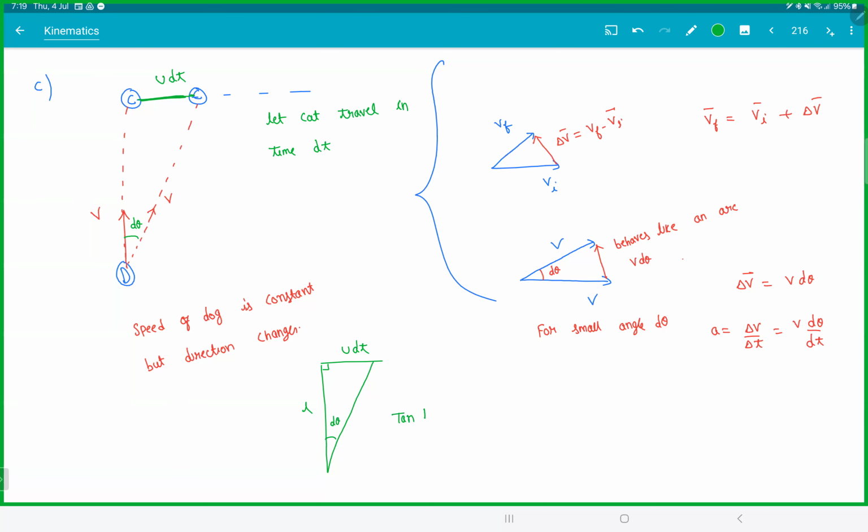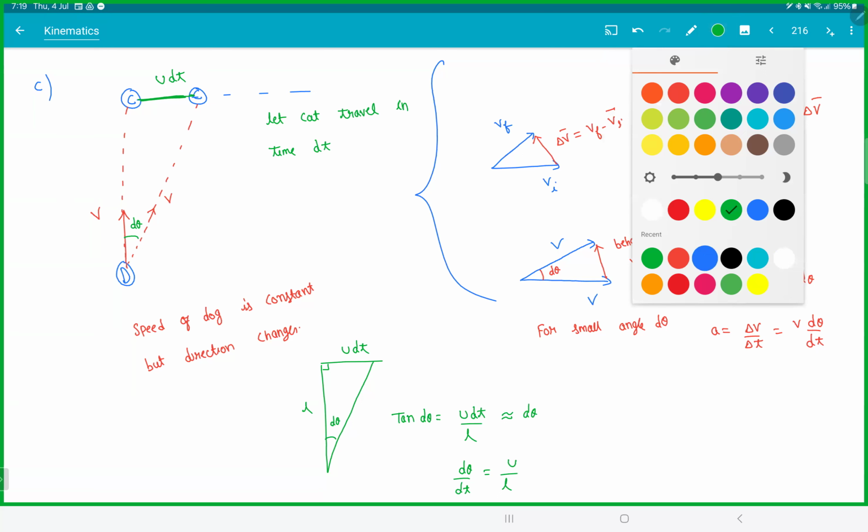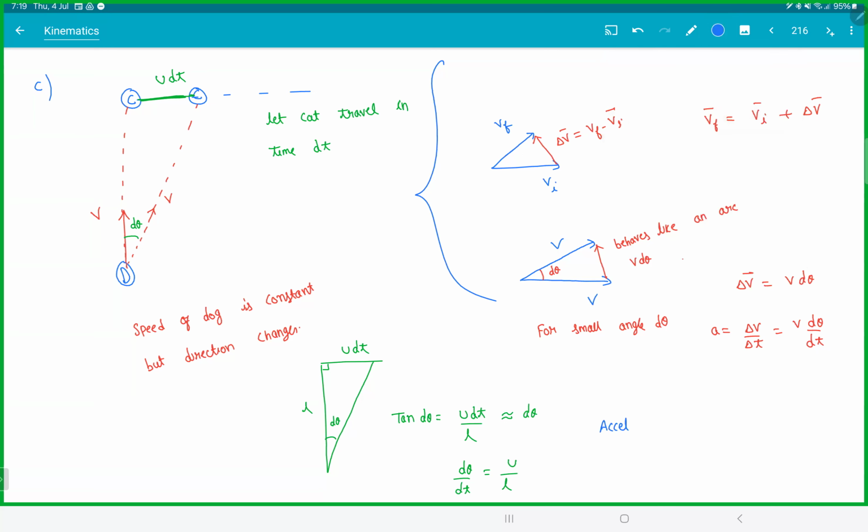So tan d theta will be u dt by L. For small angles, tan theta is approximately theta only. So d theta by dt will come out to be u by L. Therefore, the acceleration of the dog is v, the velocity of the dog, into d theta by dt, which is u by L. So it is v u by L, the speed of the dog into the speed of the cat divided by the length between them. This is your initial acceleration.